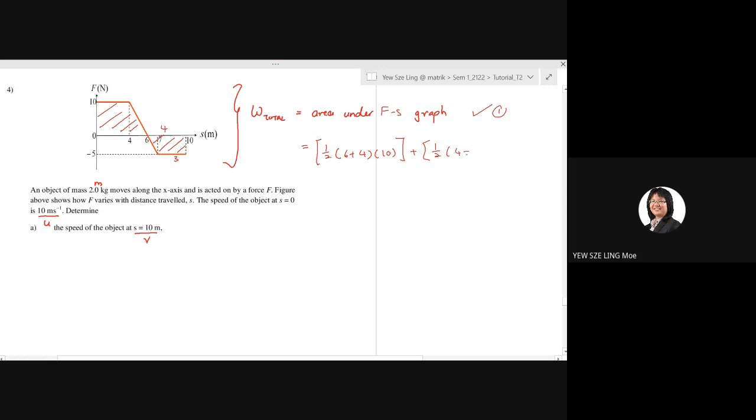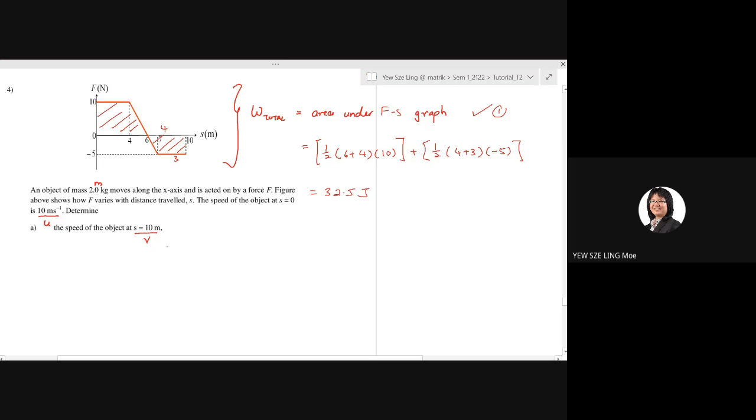So 4 plus 3 times the height, which is negative 5. You need to include the negative sign. All right, which then gives you 32.5 joule. Okay, 32.5 joule. So now you want to calculate the final speed, which is the final velocity.